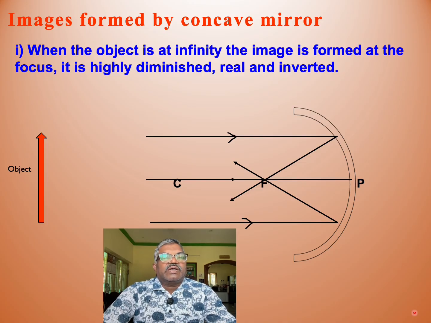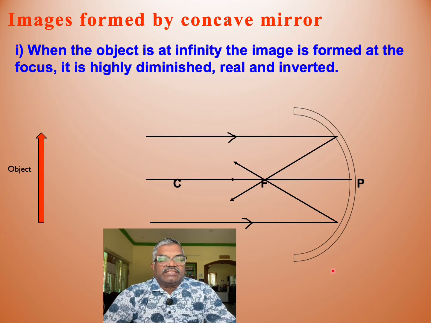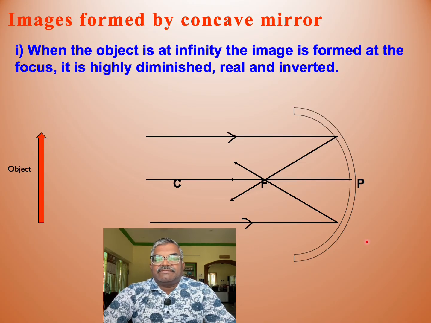Now I will explain one by one the position of the object. In the concave mirror there are various conditions. The first condition is the position of the object at infinity. In this slide you can see that the object is at infinity. If the object is placed at infinity, we consider two rays parallel to the principal axis originating from the object.